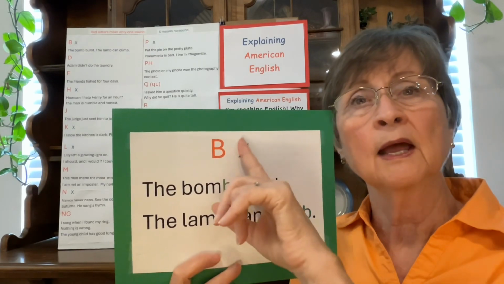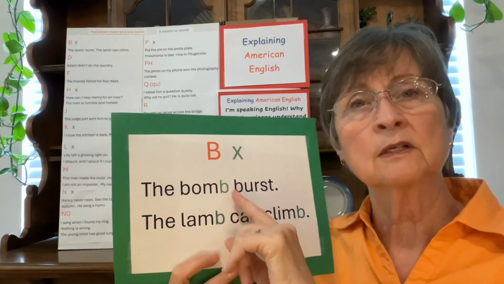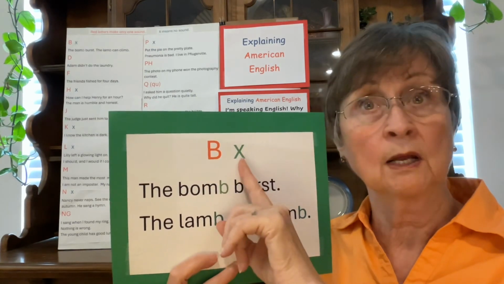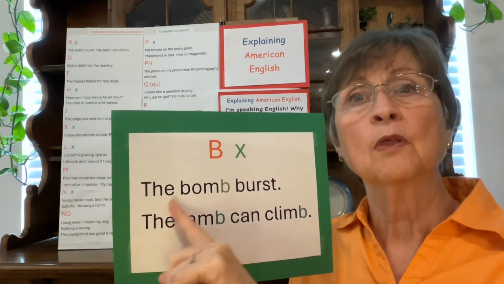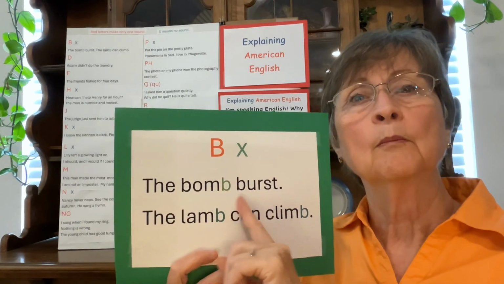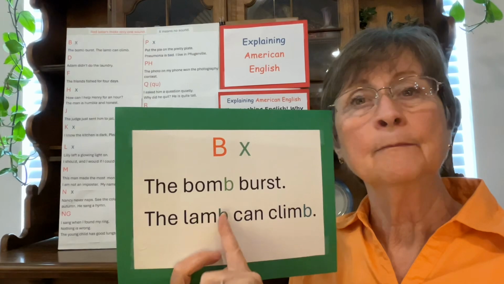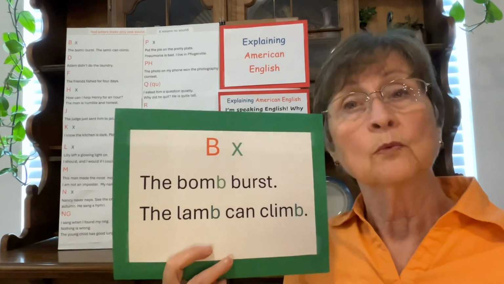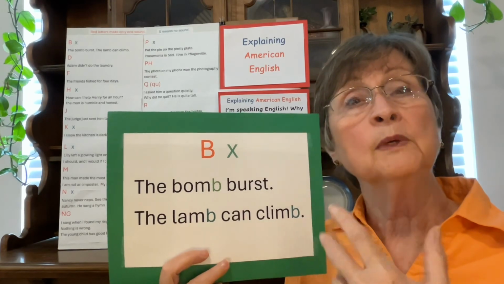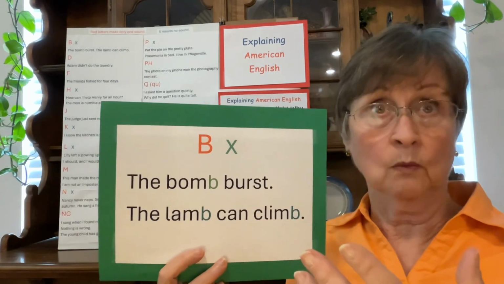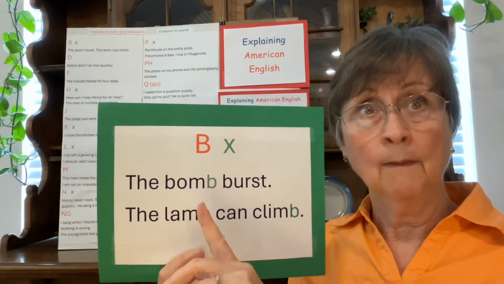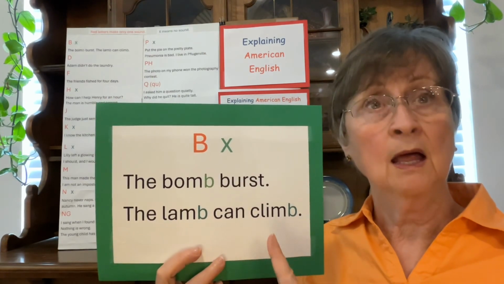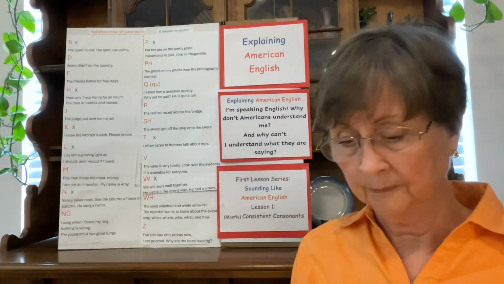Sometimes it's silent. The X means within a sentence there may be a B, but it makes no sound. No sound if it's a green one. So the bomb, no sound. Burst. The lamb, no sound. Can climb, no sound. When I read a sentence, I will read it again, and will you please read it with me? The bomb burst. The lamb can climb. Okay.